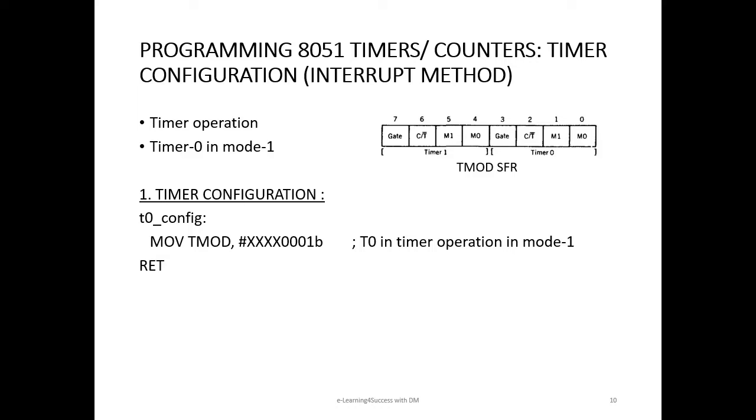Now, we will write the T0_config subroutine to configure T0 to operate as a timer in mode 1 operation. For this, we will move the following binary value to the TMOD special function register as shown. Since only the lower 4 bits of the TMOD special function register are used by T0, the higher 4 bits are shown as don't care conditions here. If you want to configure T1 also, then we can put suitable binary values in place of these don't care conditions. For now, you can assume zeros here. In the previous lecture, we have already discussed a method on how to modify only a few bits of a bit addressable special function register without disturbing the other bits. You can implement that method here also.